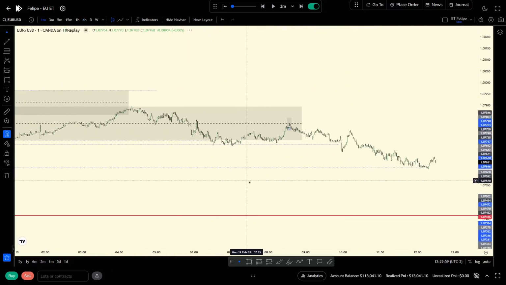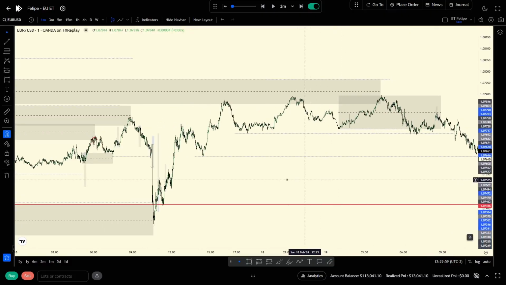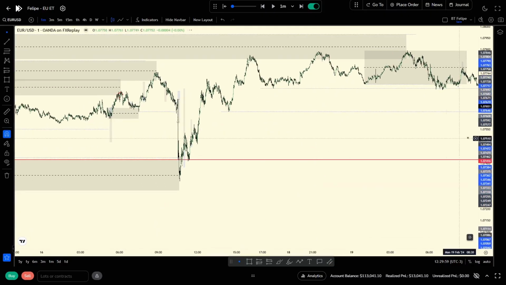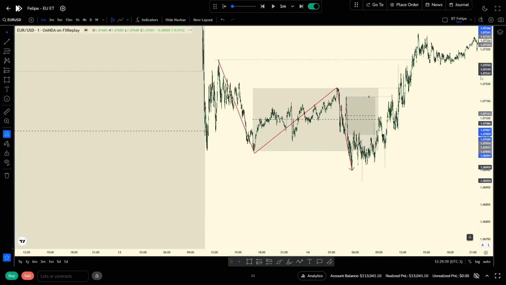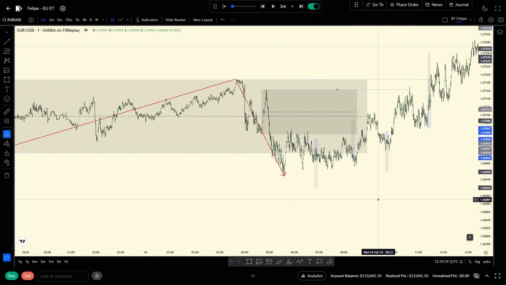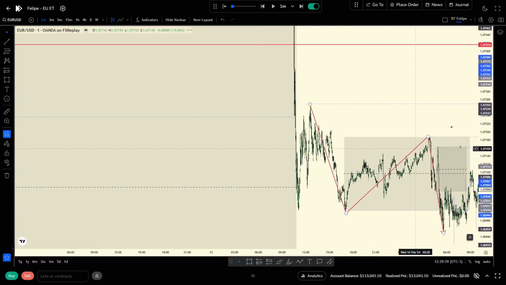Let me just see if I missed anything. I don't know if I should do this before or after every trade. Let's just do now, after the day is over. I miss the first day.